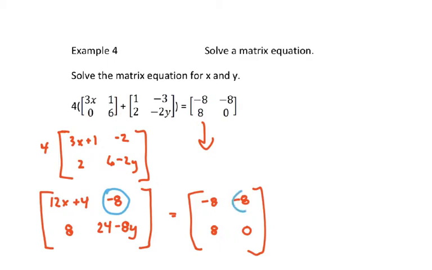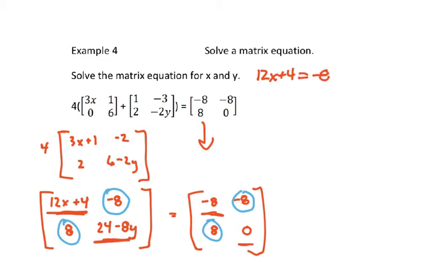Negative 8 and negative 8 line up. 8 and 8 line up. And if you're solving one of these, you should double check that, because if the stuff without the variables doesn't match up, you did something wrong and you got to go back. The good news is, the way this thing works out, we now know that 12x plus 4 equals negative 8. And we know 24 minus 8y equals 0.